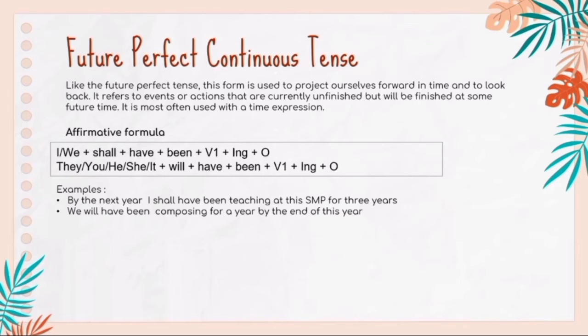Future perfect continuous tense. Affirmative formula: I or we plus shall plus have been plus verb 1 plus ing and object. They, you, he, she, it plus will have been plus verb 1 ing and object. Examples: by the next year I shall have been teaching at this SMP for 3 years. We will have been composing for a year by the end of this year.